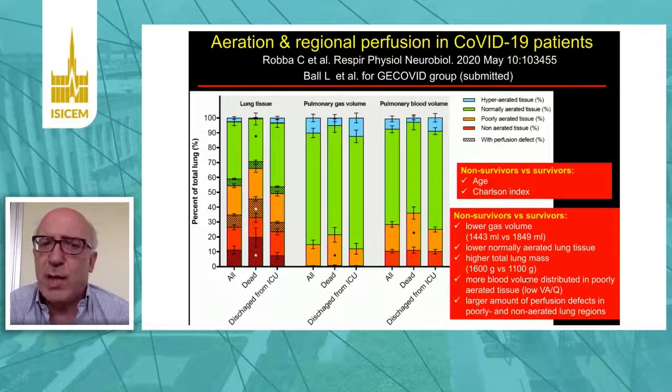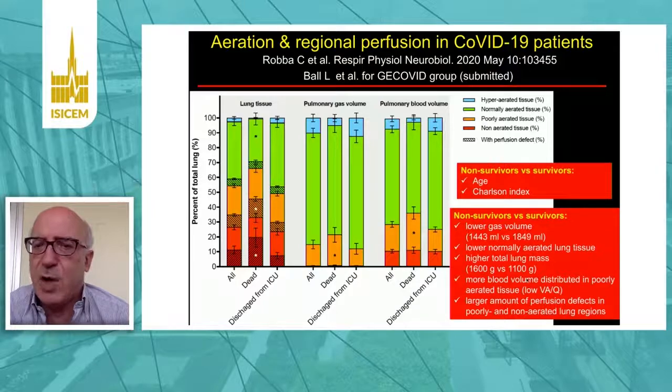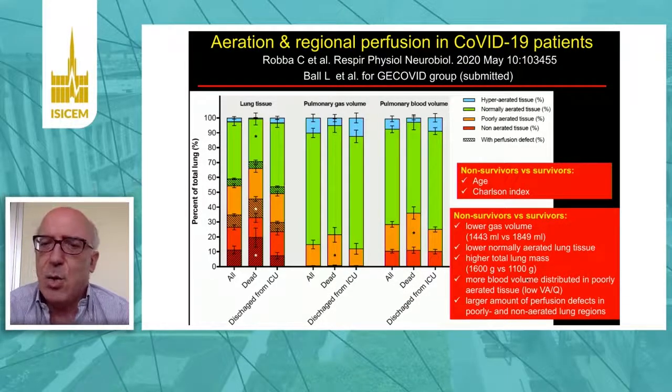When we look at survival and non-survival in terms of lung tissue, pulmonary gas volume, and pulmonary blood volume, as shown here in blue, hyper-aerated tissue, green, normally aerated tissue, orange, poorly aerated tissue, red, non-aerated tissue, and in dash, perfusion defect. We found that non-survivors versus survivors showed lower gas volume, 1.5 liters versus 1 liter and 900, lower normally aerated lung tissue, higher total lung mass, 1 kilo and 600 grams versus 1 kilo 100 grams, more blood volume distributed in poorly aerated tissue, increasing low VQ areas, and a larger amount of perfusion defects in poorly and non-aerated lung regions.